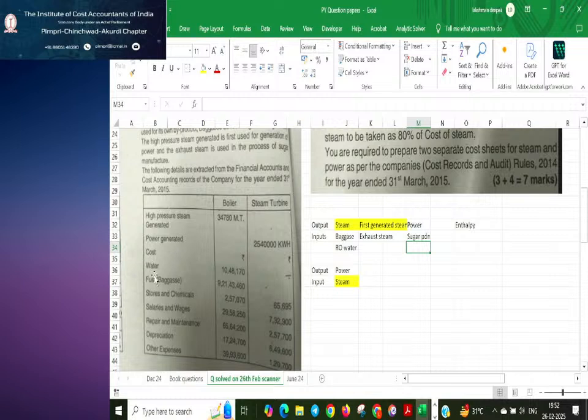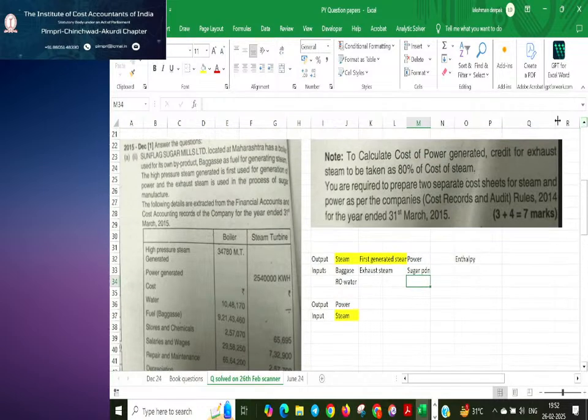What are all the costs that they are giving? See, in case of boiler, you have water, then you have fuel, that is the bagasse, you are going to burn it, stores and chemicals, salaries and wages for boiler, repairs and maintenance, depreciation, other expenses. Okay? So all these will come under the steam production. Now what they are taking? Steam to be taken as 80% of cost of steam. Just a minute. Yeah. To calculate cost of power generated, credit for the exhaust steam to be taken as 80% of the cost of steam.